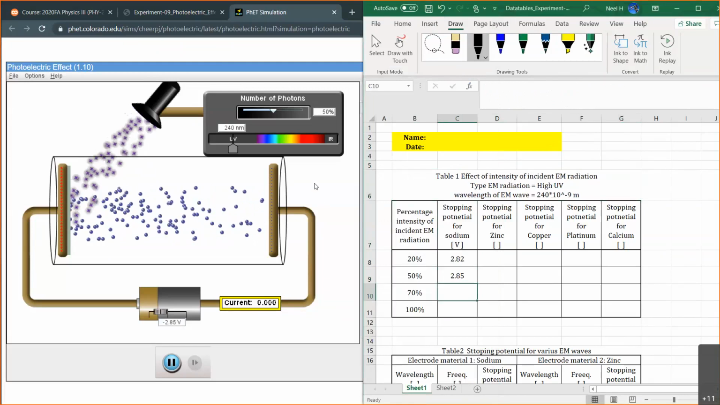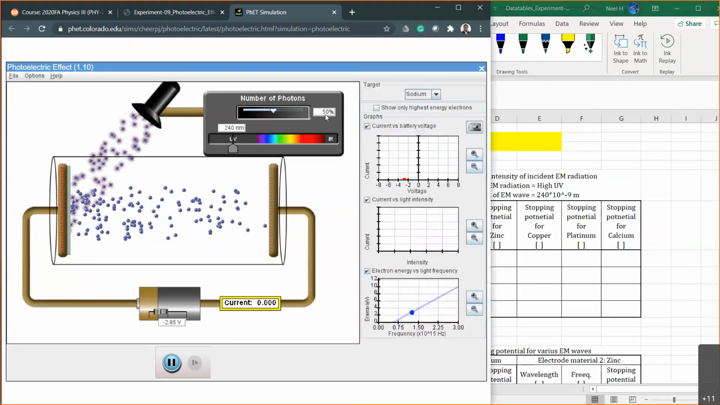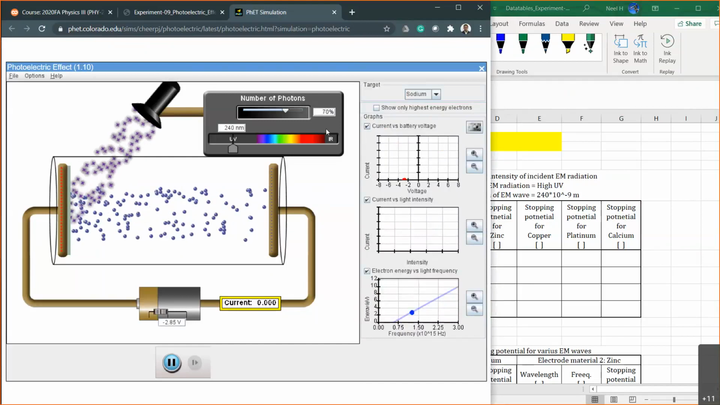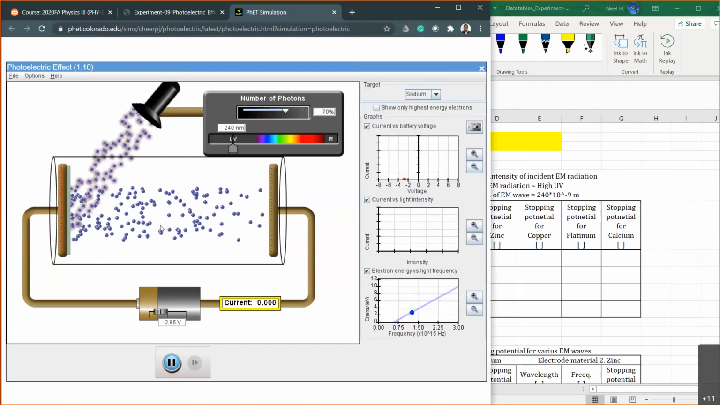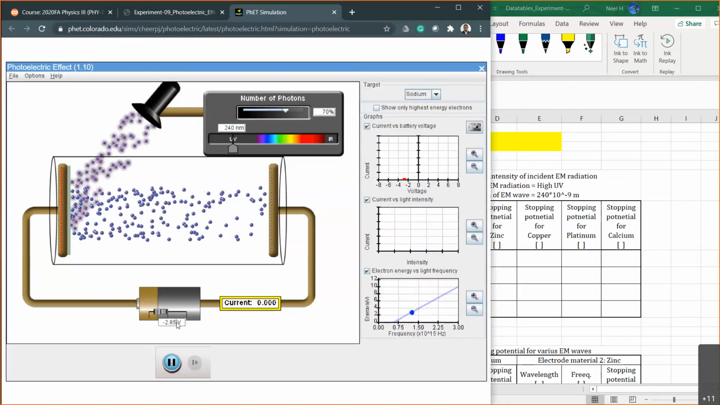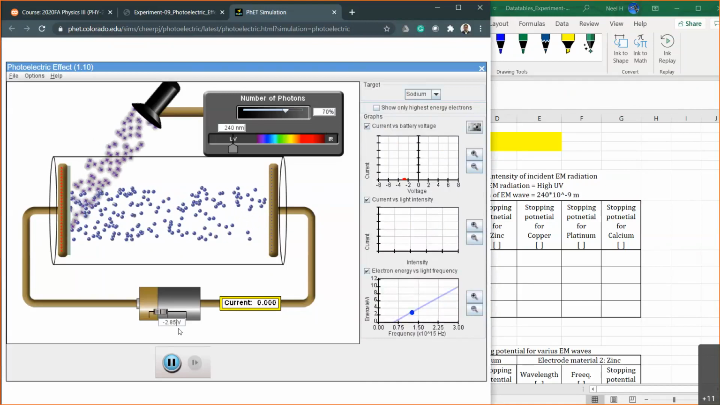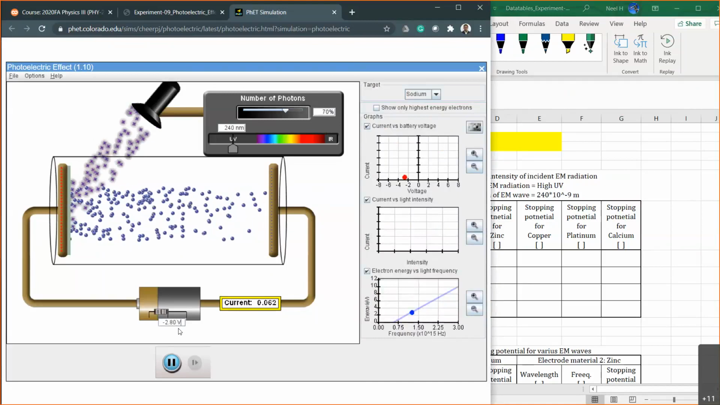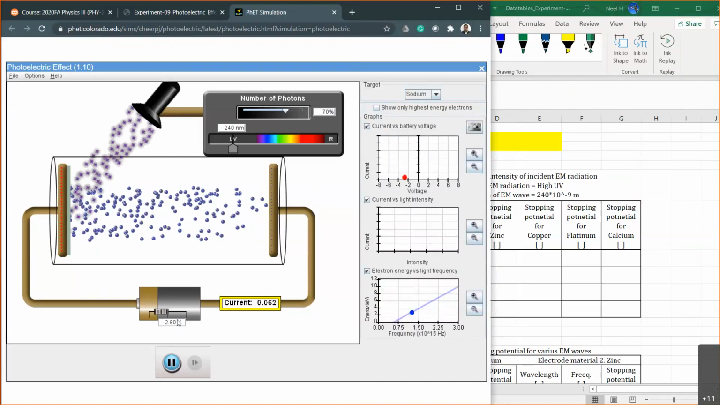Okay, let's try this 70% photon intensity. Now we're actually controlling the number of photons emitting here. Okay, the number of photons emitting. So let's try 2.85, already 0. We need to go back to 2.80 and then take a look at where the exact 0 point happens.